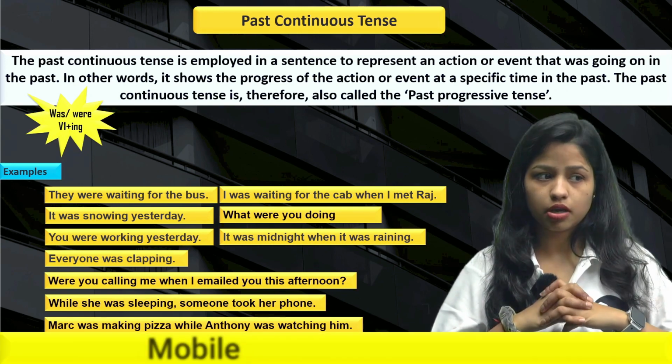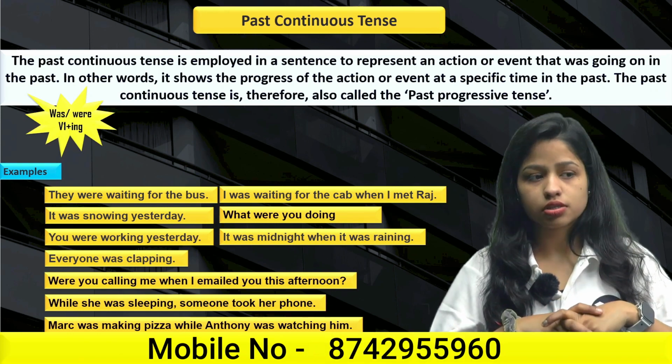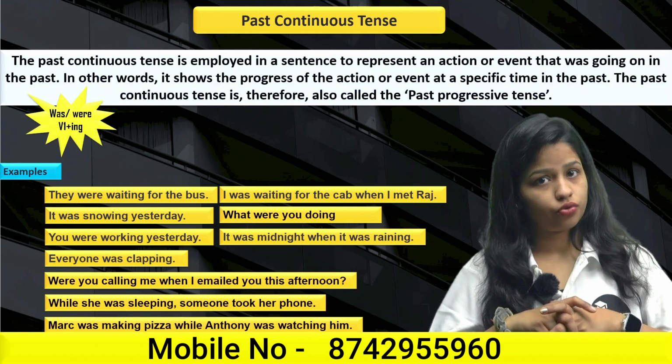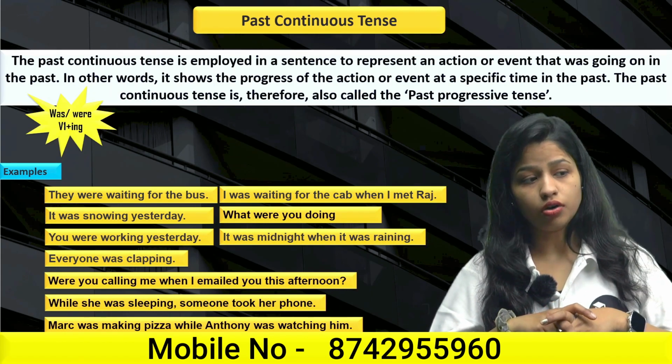Next up we have: Were you calling me when I emailed you this afternoon? Were you calling me when I emailed you this afternoon? So this is the type of interrogative sentence, right? While she was sleeping, someone took her phone. While she was sleeping, someone took her phone.